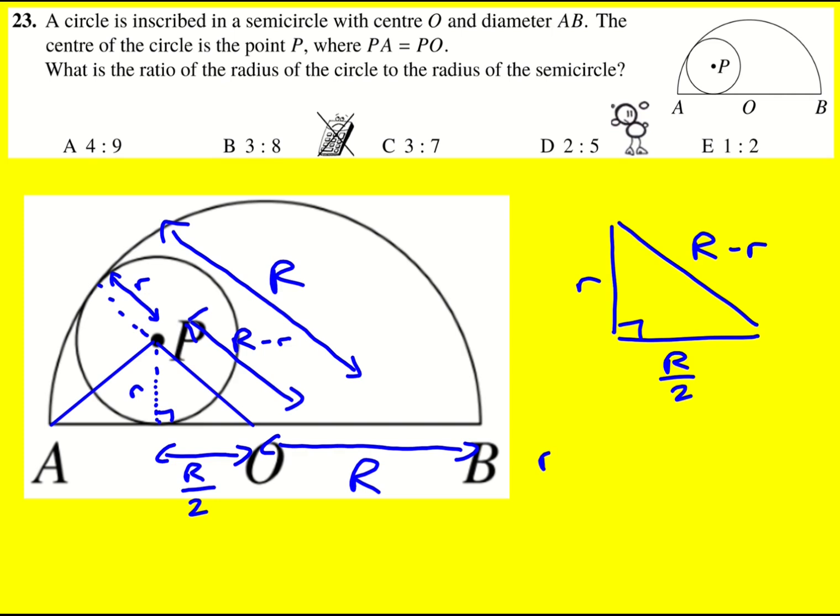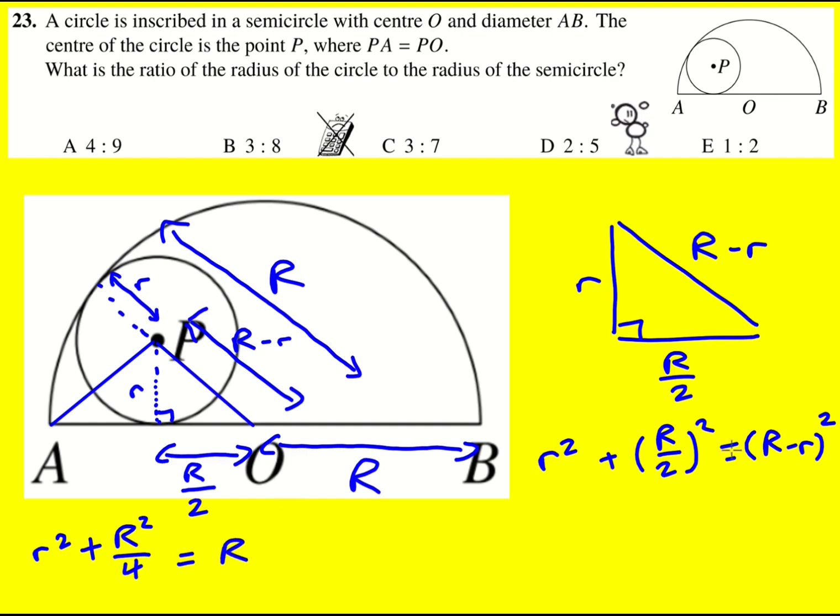So now I can use Pythagoras' theorem. I'm not going to use any square roots. I'm just going to say that r squared plus R over 2 all squared is going to equal R minus r squared. Right, I'm going to come over here so there's a bit more space. r squared plus R squared over 4. It's a double bracket, don't forget that. It's R minus r times R minus r.